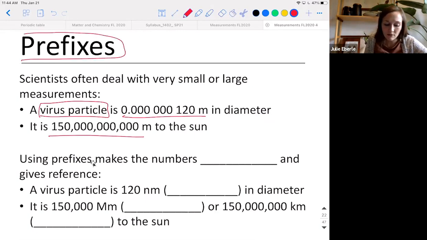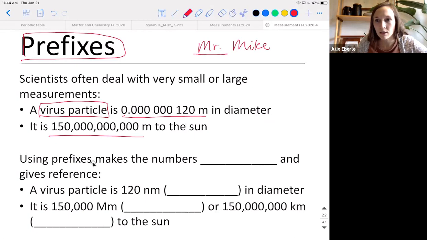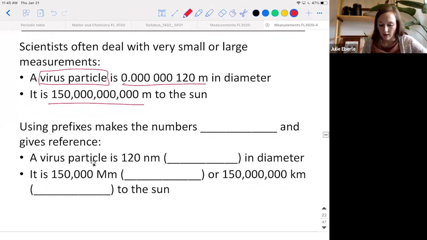From the English language, a prefix is a word we put in front of another word. So if I were to say Mr. Mike, you understand that Mr. provides some information. I know that this is a male, okay? If I were to say Dr. Jones, a prefix denotes added information to the word it comes before. And that's what prefixes are going to do here. So it just makes the numbers more manageable, and it gives us reference.